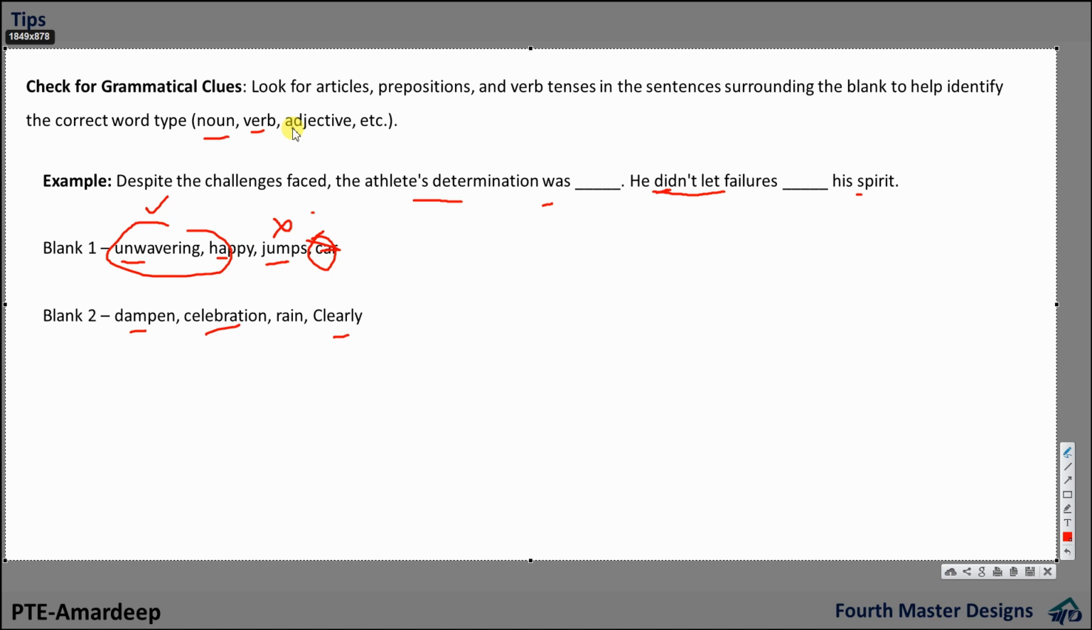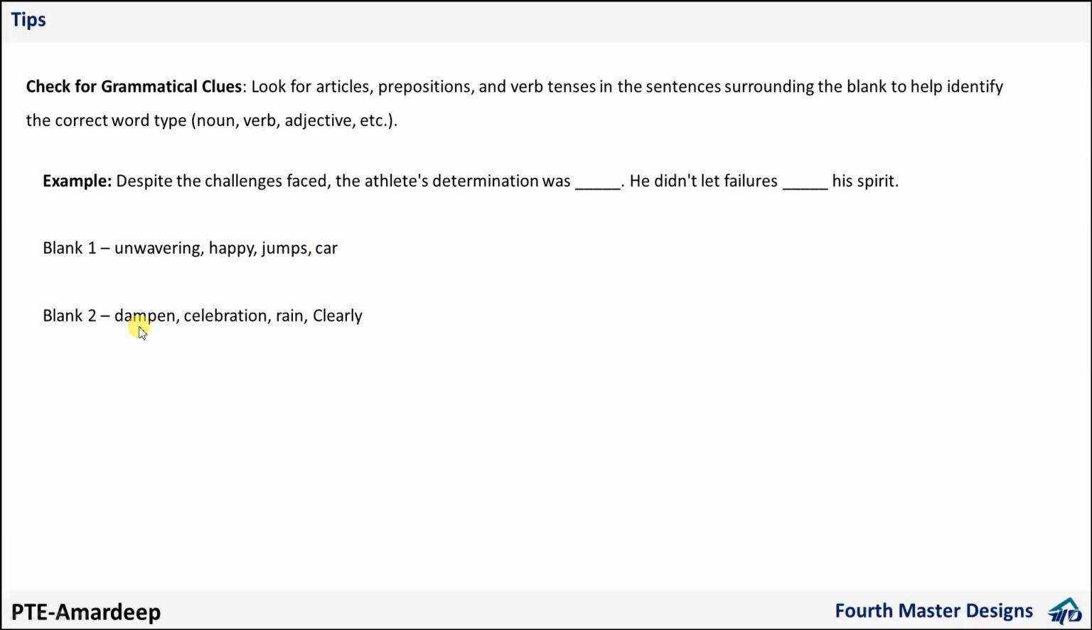Clearly is an adverb here. It doesn't fit after the word failures. Rain doesn't fit at all; it is grammatically wrong. Celebration is the same: celebration after failure doesn't fit at all. So grammatically both of these can be eliminated. We have only dampen. So look for grammatical clues. Check whether your answer is grammatically correct or not. Noun, verb, adjective, adverb: keep those things in mind.